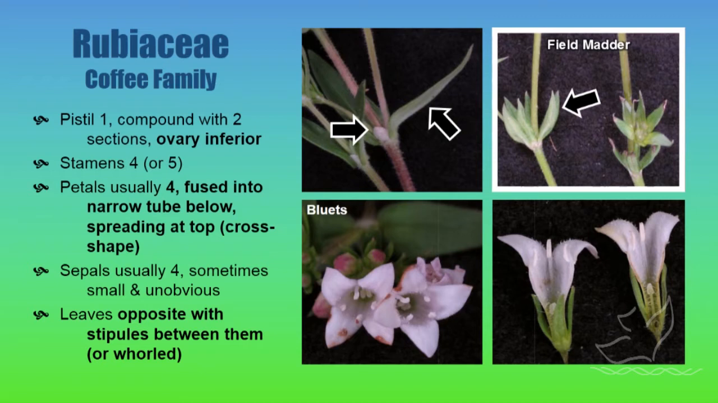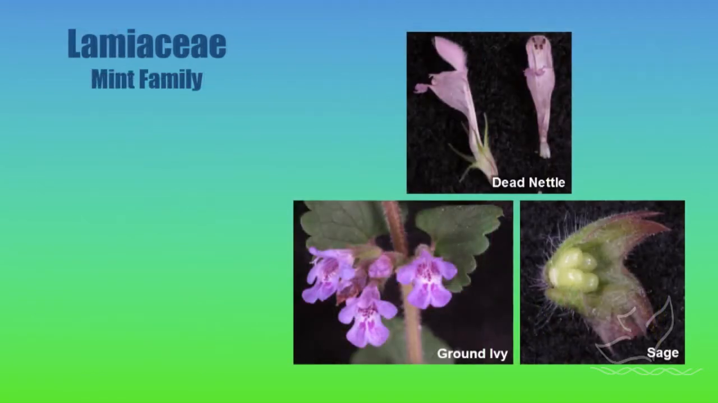Now in some cases, instead of stipules, you have what appear to be whorled leaves. So in the field madders you see here, there are 6 leaves in a whorl at the node. So that is the Rubiaceae. Now we come to the Lamiaceae, or the mint family.